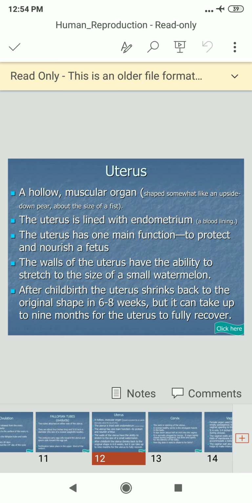The uterus and cervix: the uterus is a hollow muscular organ. It is lined with the endometrium, the blood lining, and the uterus has one main function: to protect and nourish a fetus. The wall of the uterus has the ability to stretch to the size of a small watermelon. After childbirth, the uterus shrinks back to its original shape in 6 to 8 weeks, but it can take up to 9 months for the uterus to fully recover.